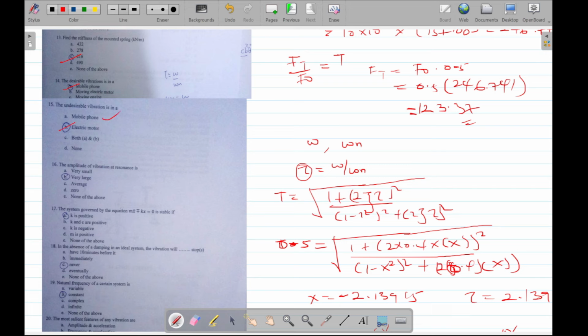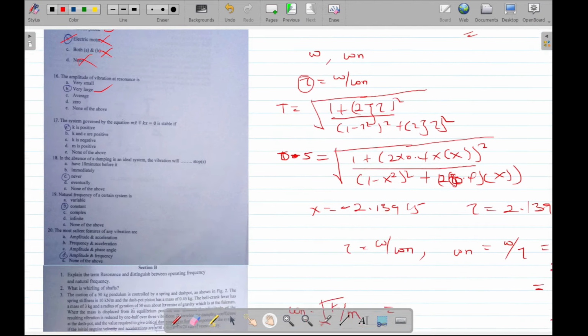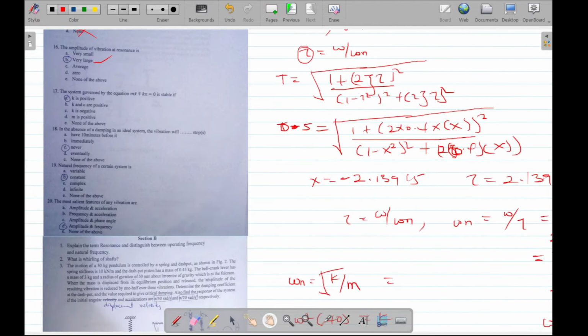So we want this, we don't want this. So we can't say both and we can't say none. The amplitude of vibration at resonance, yes, is very large, infinity. I hope you know that. And the system governed by the equation mx double dot plus kx equals 0. Okay, so it's positive. It's stable when k is positive. I mean, for the rest, I'm leaving it to you.